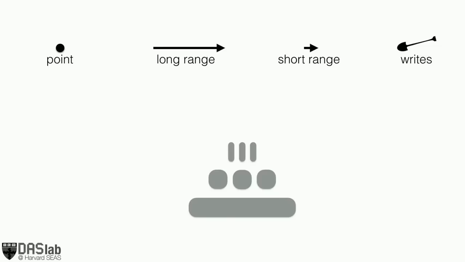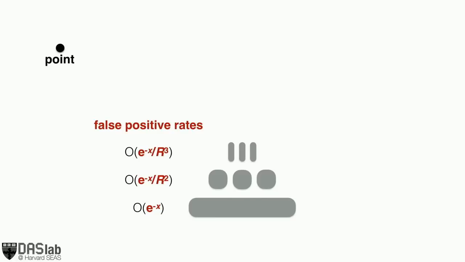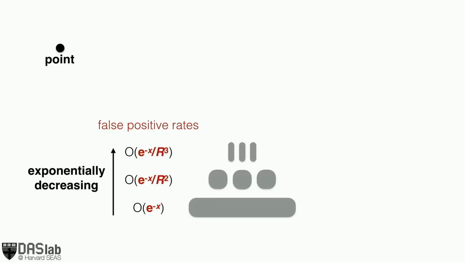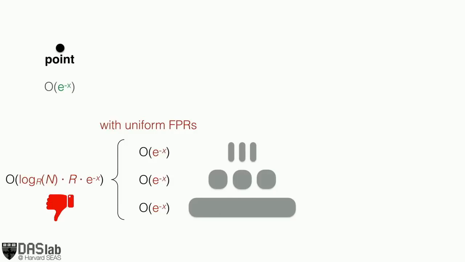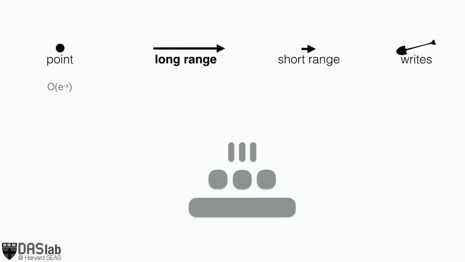Now we can do the same I/O breakdown as before and see what we accomplish by doing this. For point reads, again, the best way of assigning false positive rates is for them to be exponentially decreasing, which implies that point read cost still comes mostly from the largest level, because the false positive rate is exponentially higher there. A crucial point to observe is that if we were to use uniform false positive rates across all the different levels, we would have a much higher expression. With uniform false positive rates, we would have a log of N from the number of levels that we have to access, times R, the number of runs at each level, times the false positive rate. The fact that the false positive rates are exponentially decreasing is what allows point reads to shave off the log of N factor and the O of R factor and just end up with e to the power of minus x. So in some sense, this optimization would not make sense if it weren't for Monkey being used.